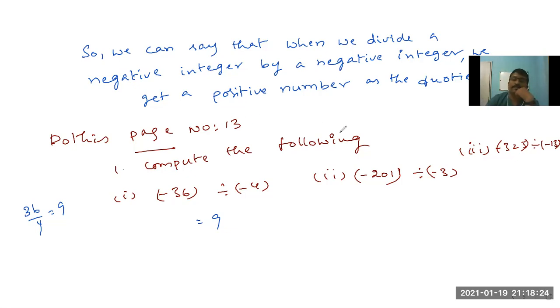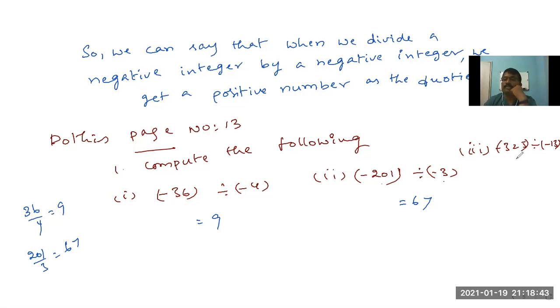Okay, so next, 201 by 3. 3 times 6 is 18, 3 times 7 is 21. So 67 is the answer. But there are two negative integers, same sign integers, that's why we get plus.